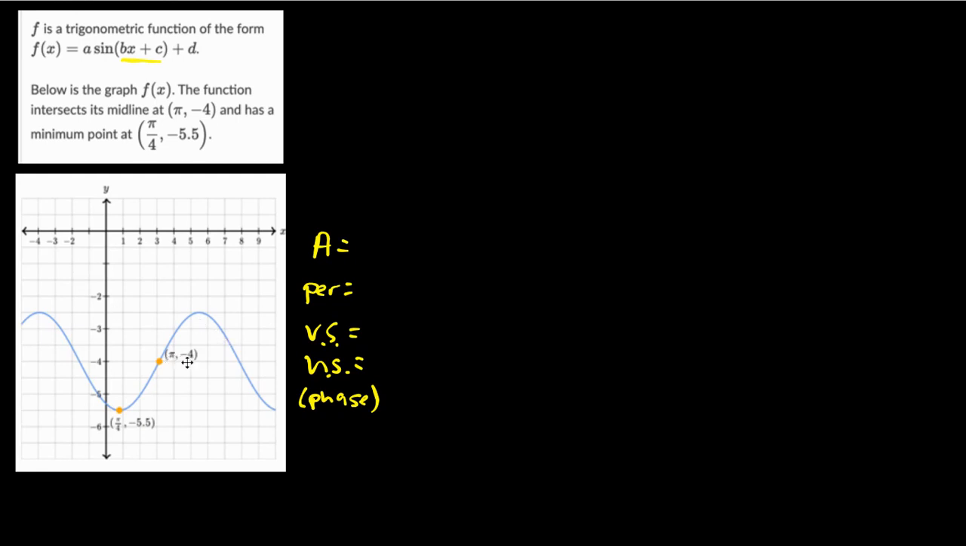That's usually easy to see. The midline is negative 4. So your vertical shift on this one is negative 4. Your amplitude is going from negative 5.5 to the midline. Negative 5.5 to the midline, so this distance right here is 1.5. So there is your amplitude.